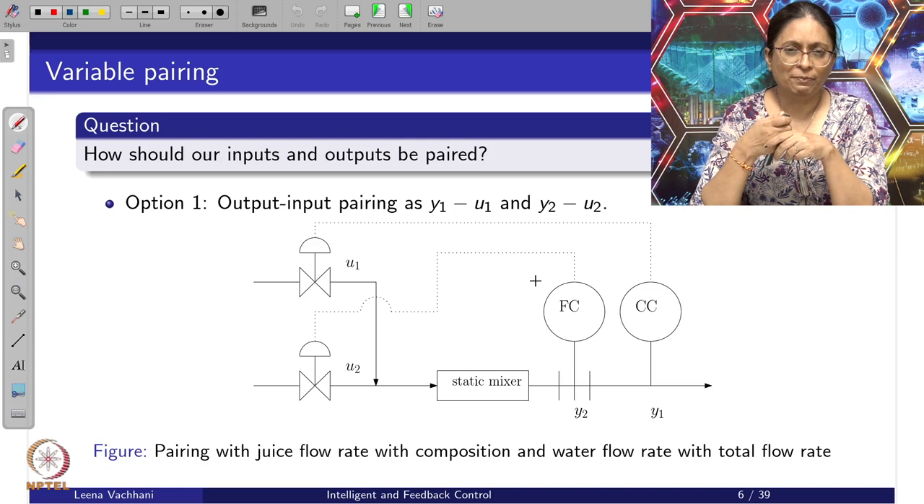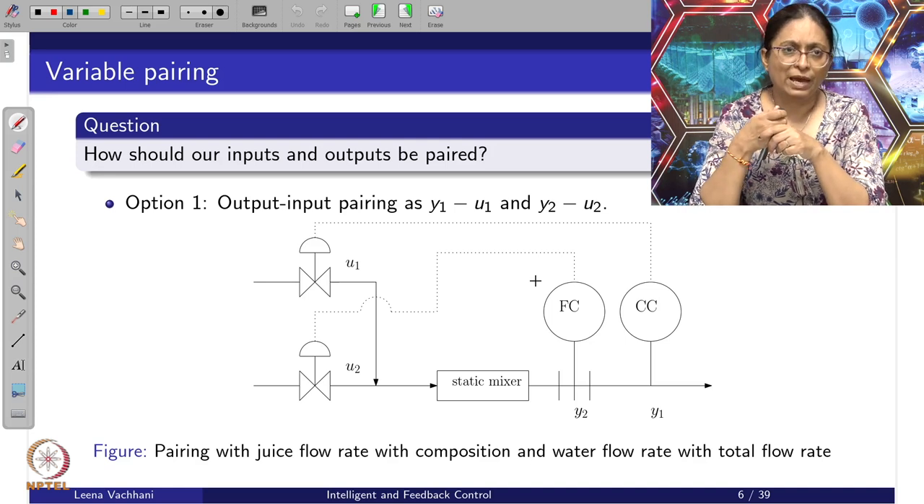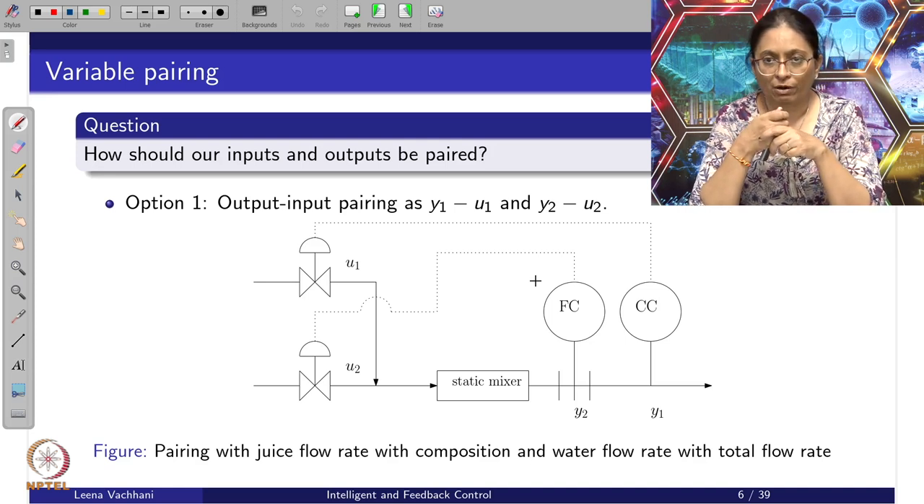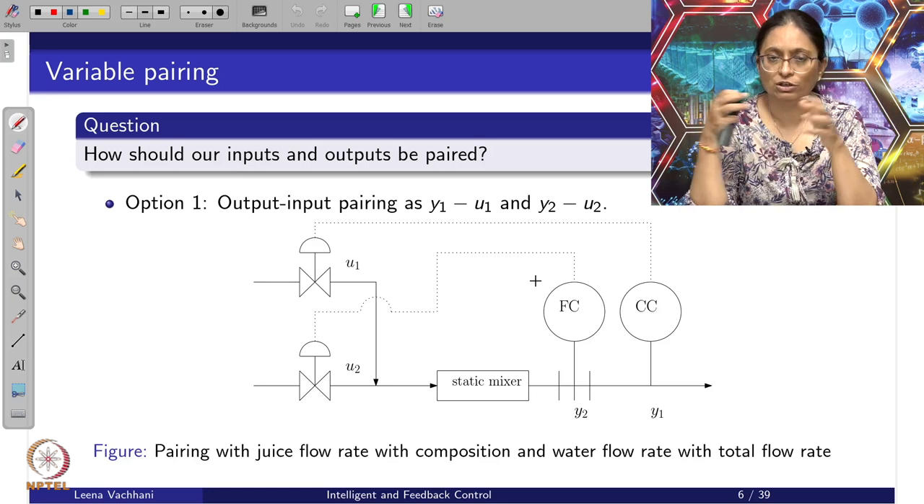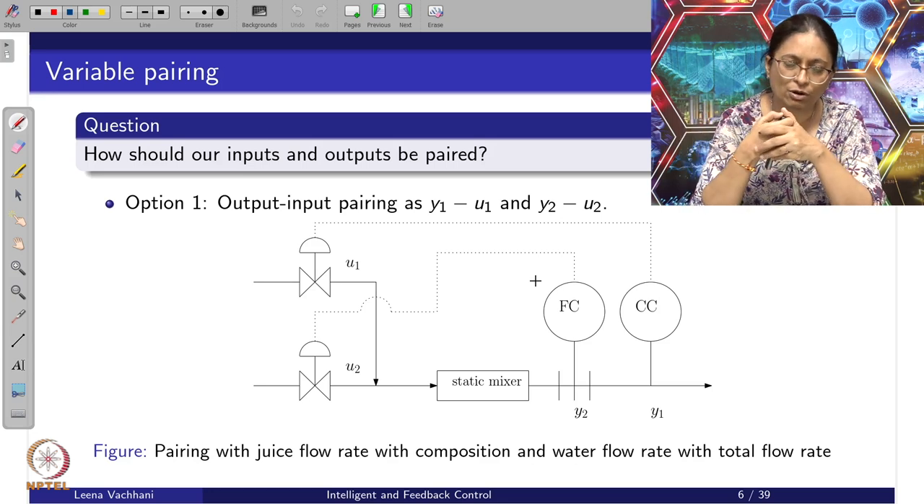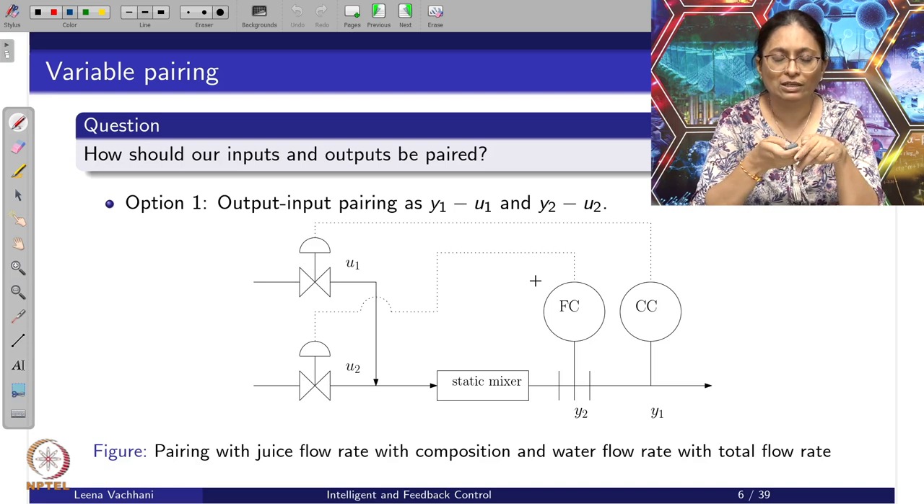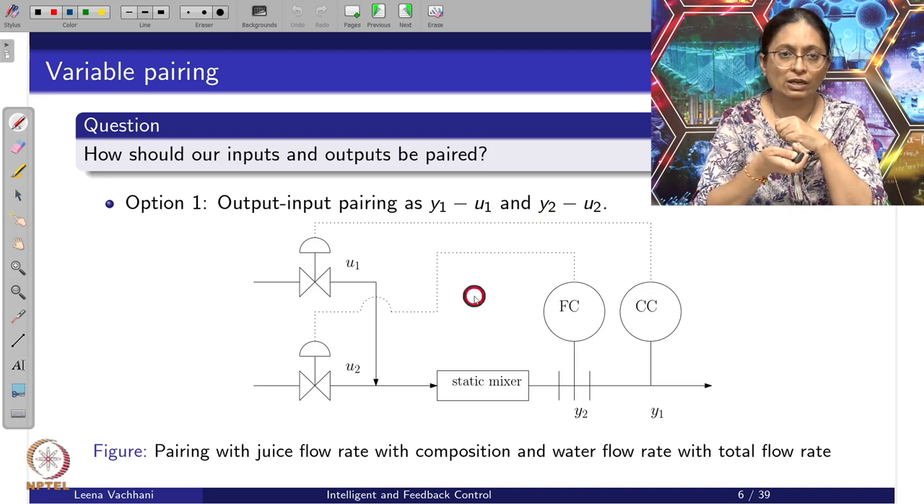So how do I pair the input and output now? I have two options. Because there are two inputs and two outputs, I land up with two options. One is output-input pairing of Y1 with U1 and Y2 with U2. So Y2 is your FC, which is flow control, paired with U2, and composition is paired with U1.